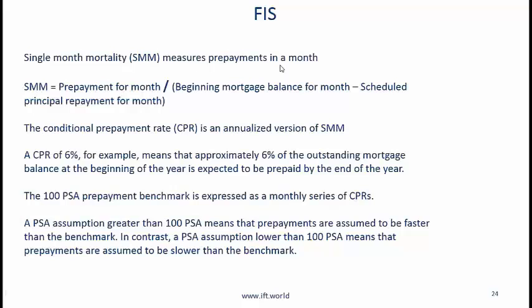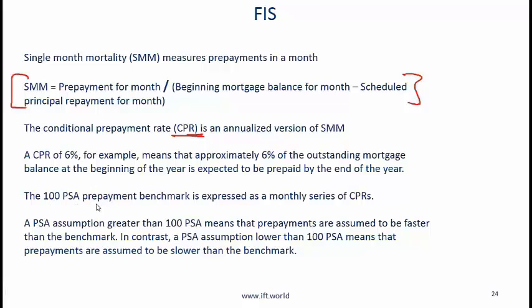SMM measures prepayments in a month. It's calculated as prepayment for a given month divided by beginning mortgage balance for the month minus scheduled principal repayments for the month. So this is for a given month. The annualized version of SMM is called CPR. A CPR of 6% means that approximately 6% of the outstanding mortgage balance at the beginning of the year is expected to be paid by the end of the year.